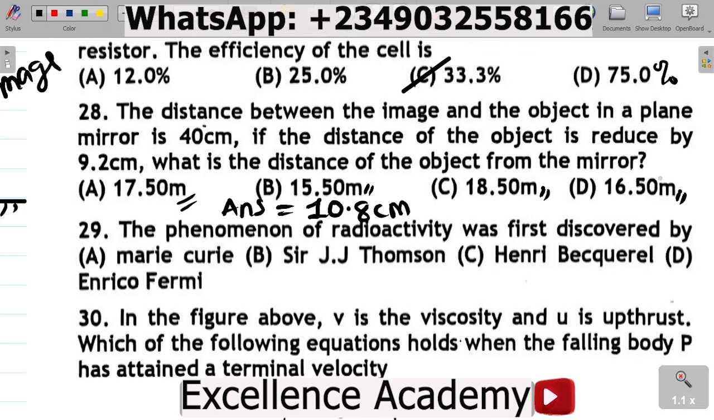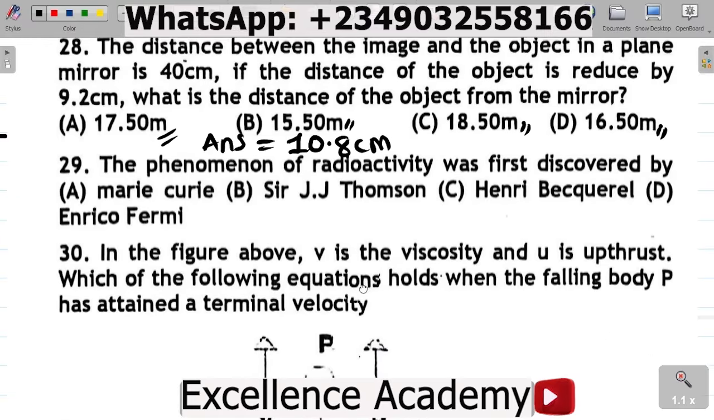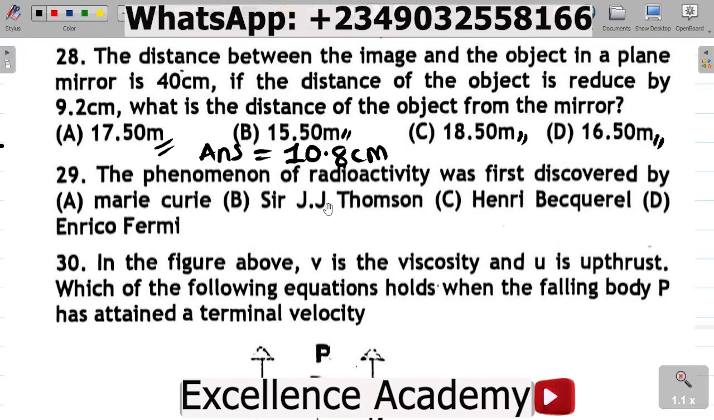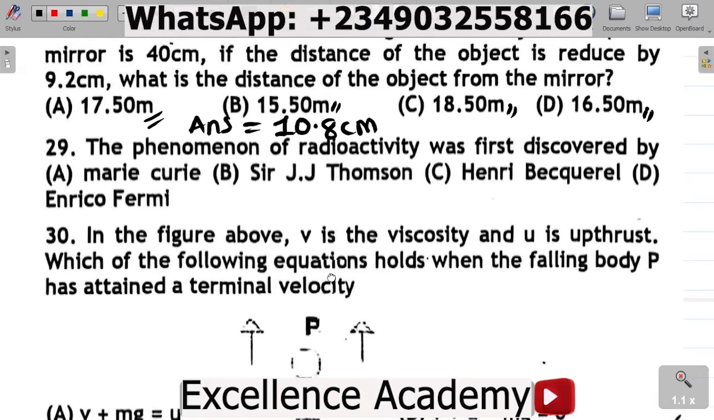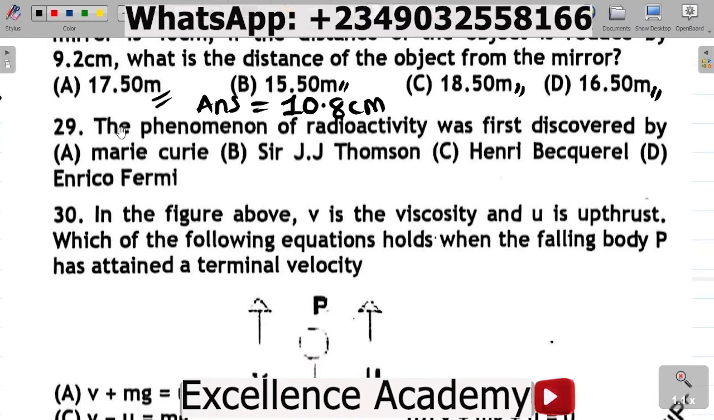And if you're good with optics, this is actually under optics. If you're good with optics, you note that for optics, the units are usually in centimeters, not meters. So the correct answer there is 10.8 centimeters. All right, just follow along with me. That's how it's done. All right, next up, question number 29.